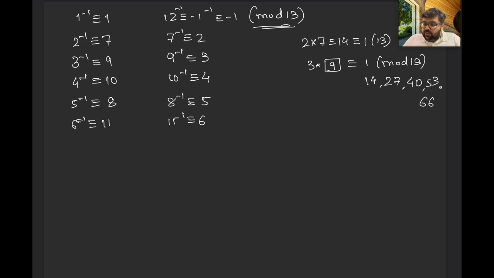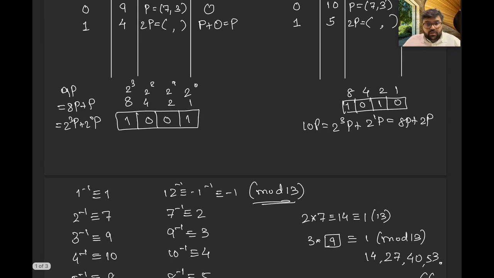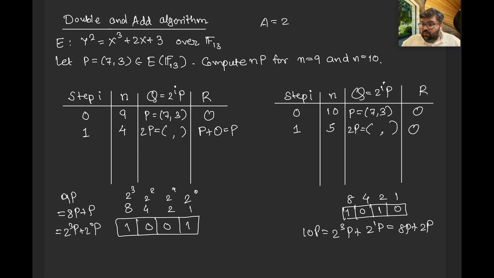Okay, so now let us compute 2P. 2P is P plus P, which is (7, 3) plus (7, 3). We know the formula for computing 2P. What is the slope? Lambda equals 3 x1 square plus a upon 2 y1. Here y square equals x cube plus 2x plus 3. You can see a equals 2.